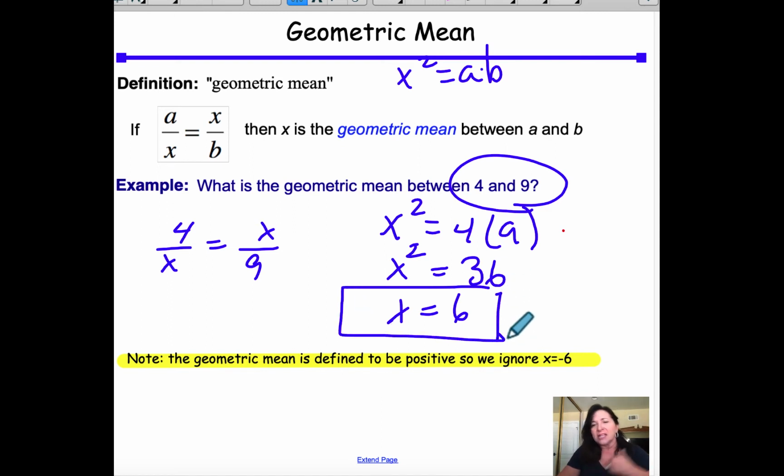Now, we know that the square root of 36 could be positive or negative 6. However, in geometry, when we're using lengths and measures, we're not taking the negative into account, because the geometric mean is always going to be positive. When you're measuring a length, you're not going to say negative so many inches.